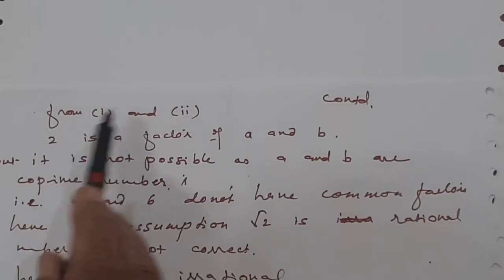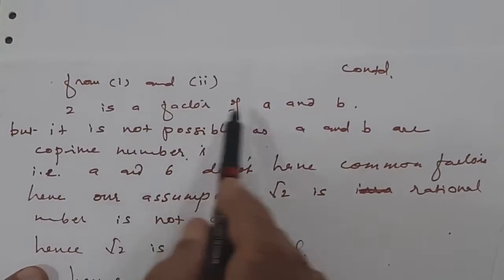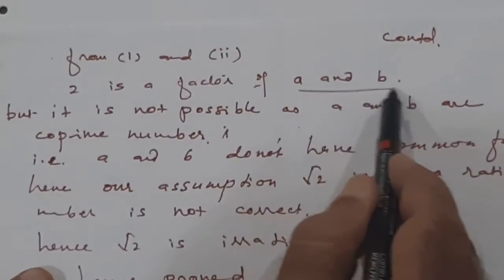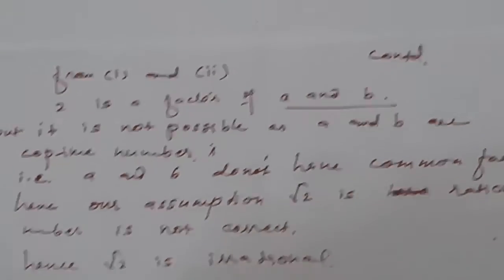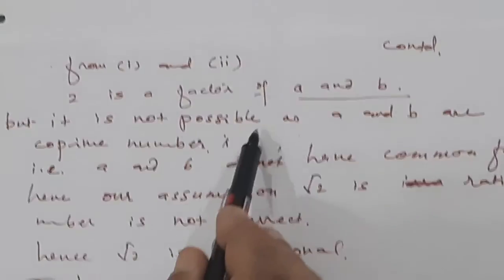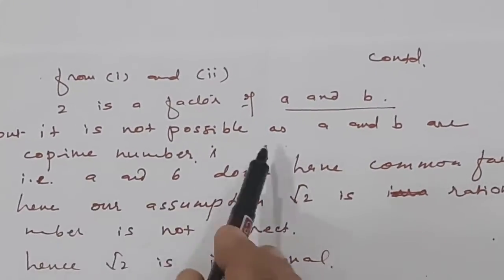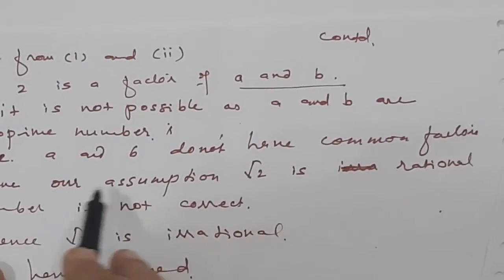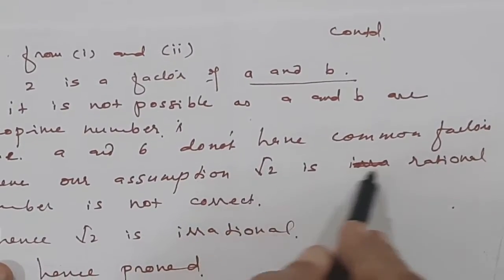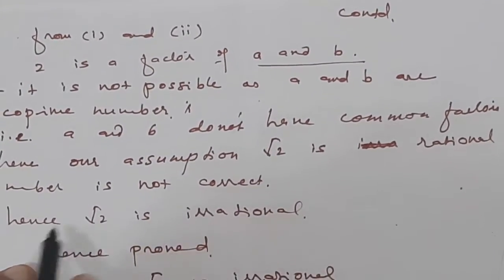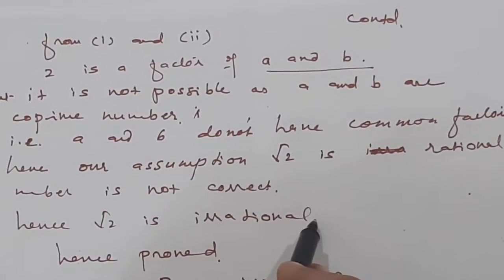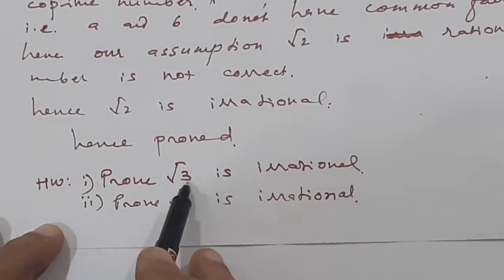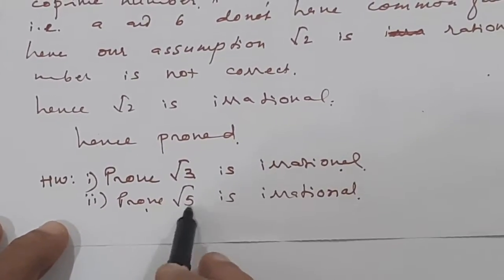Here from first and second what we come to know, 2 is a factor of a and b. But it is not possible. Why? Because a and b do not have any common factor, as they are co-prime numbers. So hence our assumption, that root 2 is rational, is not correct. Hence root 2 is irrational. Hence proved.